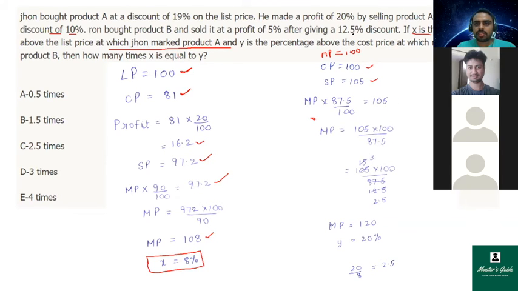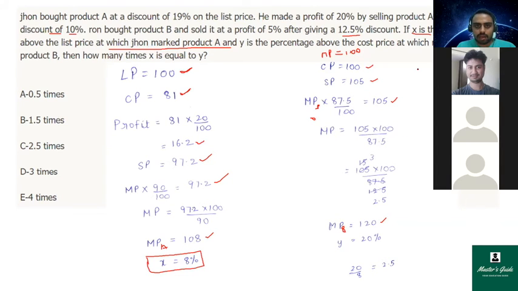Now again there is a markup. I am not directly selling it at 105. I am marking it up and then I am selling it at 105. So similar concept, mark price, since I'm giving a 12.5% discount, 87.5% of my mark price is going to be my selling price. Similarly, I'll find out what the mark price of product B is. This is related to product B and this is related to product A. So mark price of my product B, if I simplify this, I get it as 120.